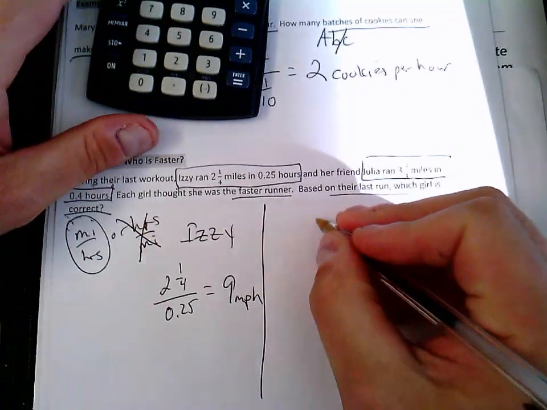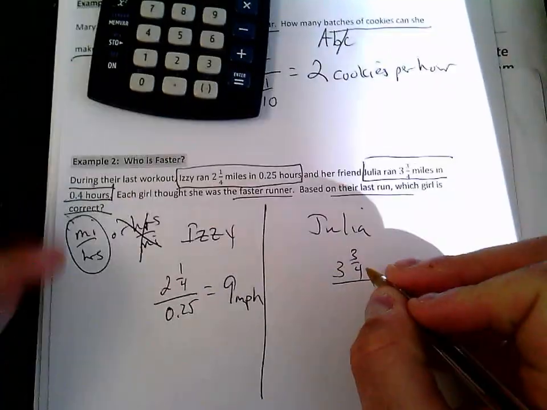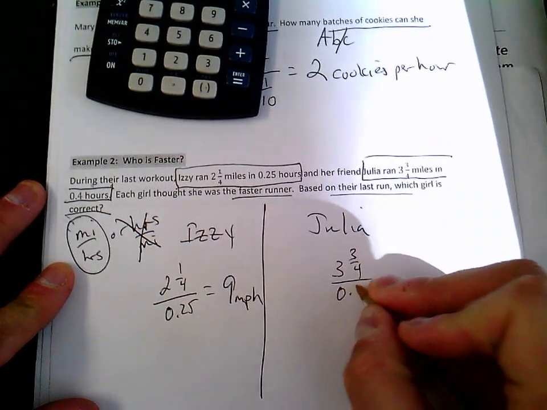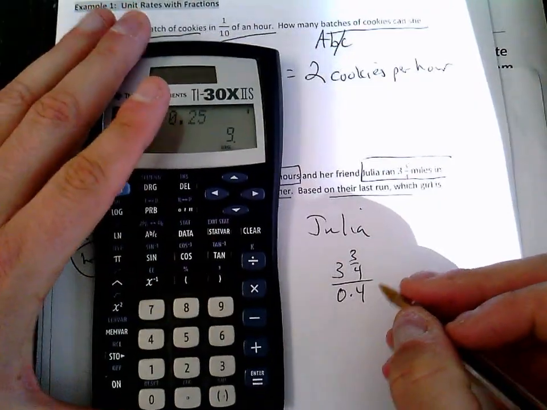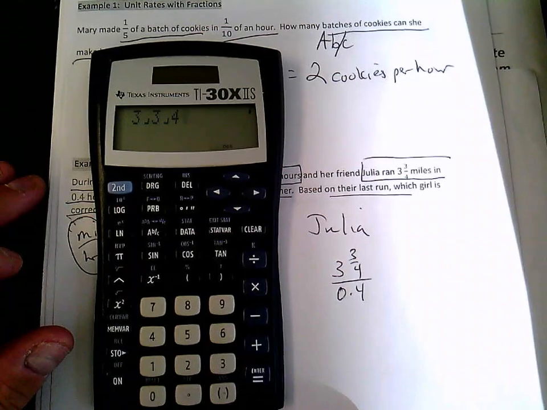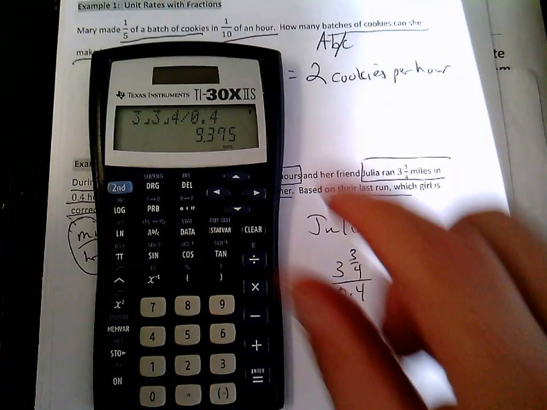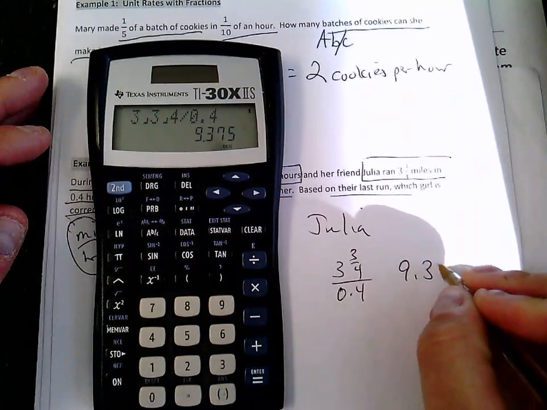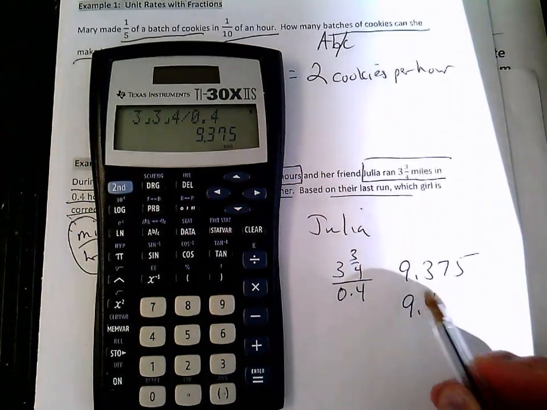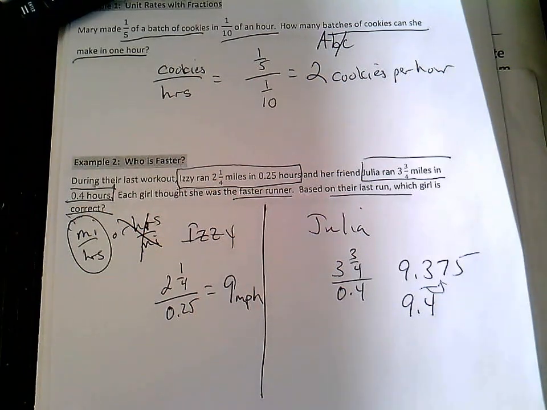All right, so now we've got Julia. Julia goes 3 3/4 miles. Remember, we're still doing miles over hours. So she runs 3 3/4 miles in 0.4 hours. On the calculator, 3, ABC, 3, ABC, 4. That gives you 3 3/4 divided by 0.4, and we get 9.375, or 9.4, because remember we have talked about rounding to the nearest tenth, and the 7 would make the 3 become a 4. All right, so now the question is, who's faster?